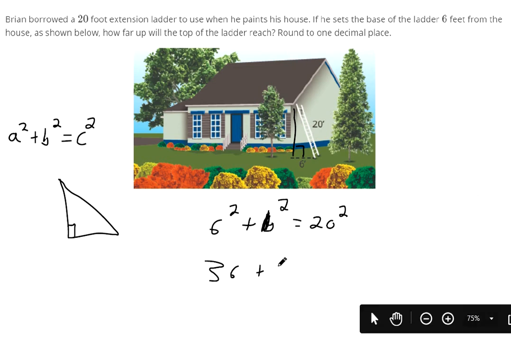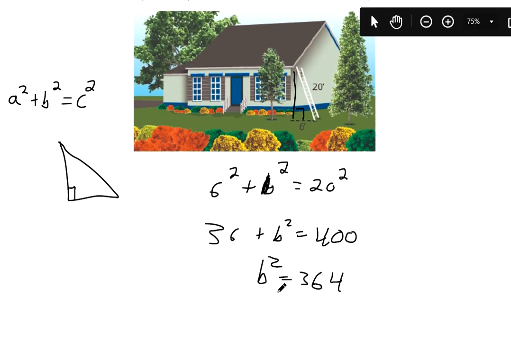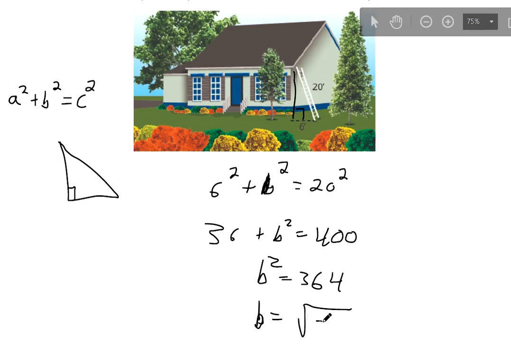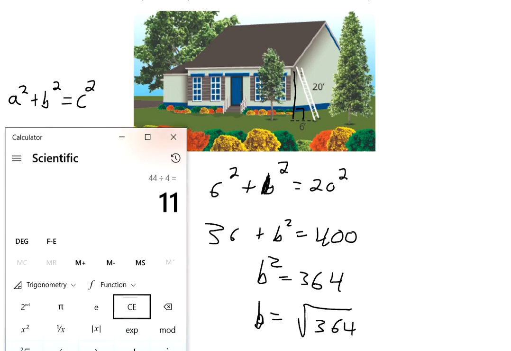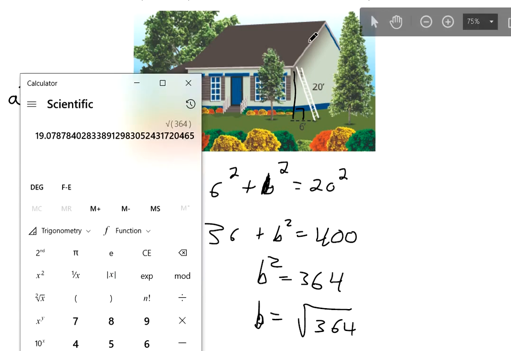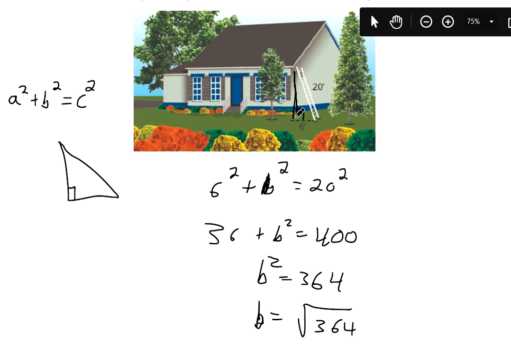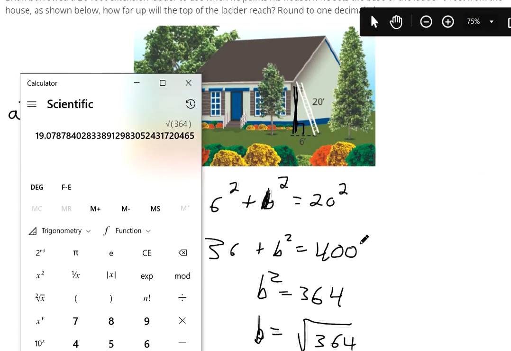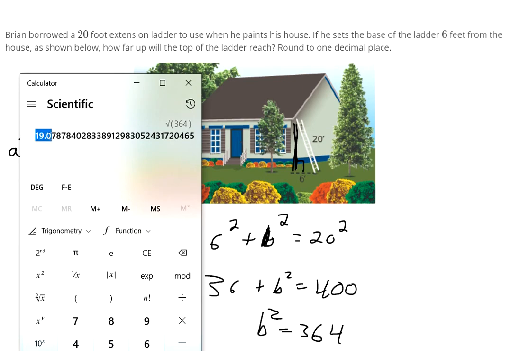Right? So simplifying a bit, 20 squared is 400. So I'd subtract 36 from both sides. And then to finish getting B by itself, I just take a square root of both sides. I think that's it. So it looks to be about 19 feet. This side of the house is a little less than 19 feet. Round to one decimal place, so I'd say 19.1.